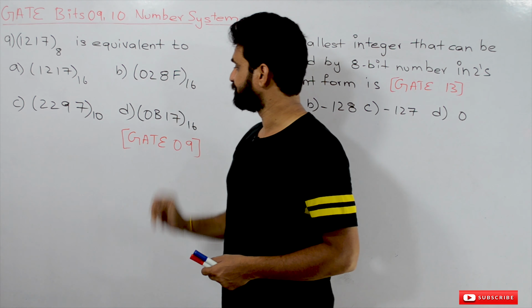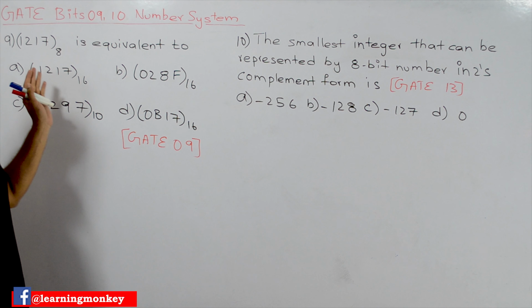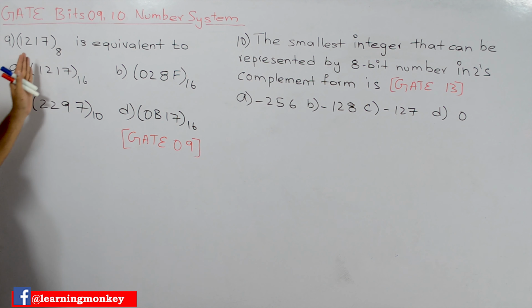In order to convert one base to another, here the base 8 number is given and we have to convert it. We have two base systems in the options: three of them are base 16 and one is base 10. So we have to convert this base 8 number to base 16 and also to base 10. If it is equivalent to any of them, that is going to be the final answer.